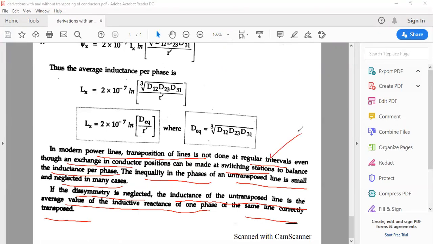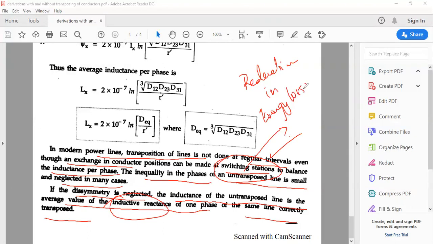So why do we need to go for transposition, or where will we have such transposition of transmission lines, and what happens to the inductive reactance of a single phase? These are terms which are relatively often asked. The main thing you need to remember is a reduction in energy loss. That is one thing you can come across.